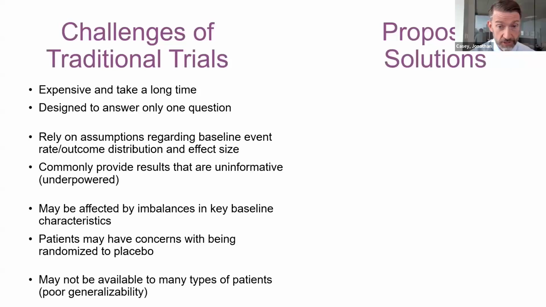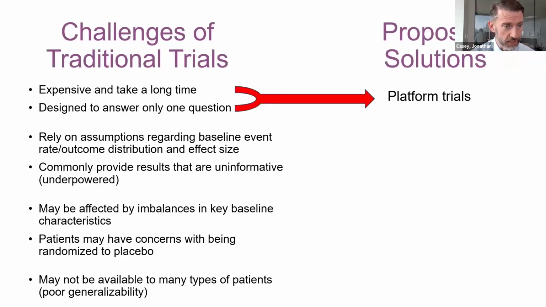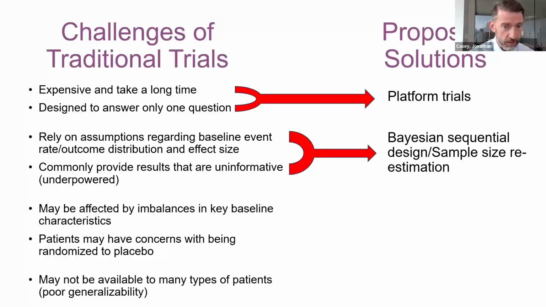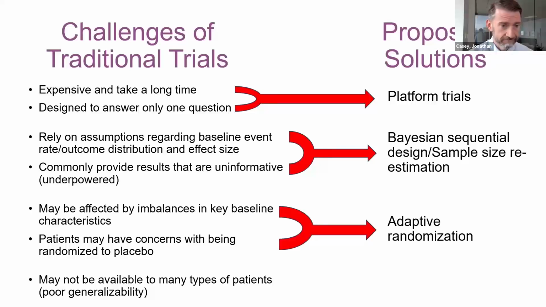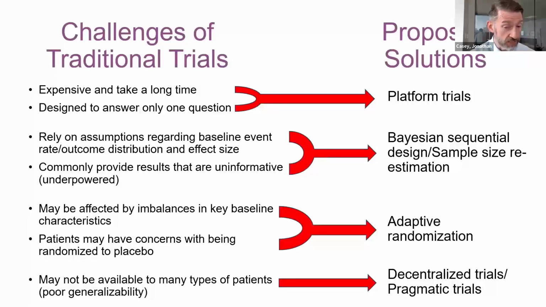So to address trial efficiency, people have proposed things like platform trials. Regarding the problems with baseline event rates and underpowered trials, people have proposed Bayesian sequential designs and sample size re-estimation. In terms of addressing imbalances in baseline characteristics or potentially changing allocation ratios, people have proposed adaptive randomization. And then to address generalizability, people often propose pragmatic trials or decentralized trials. I want to go through these in a little more detail and talk about what each is trying to accomplish and how they try to accomplish it.